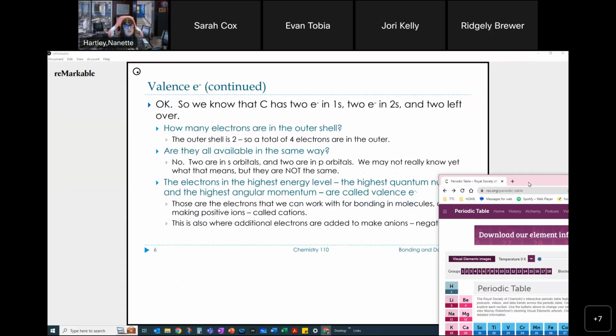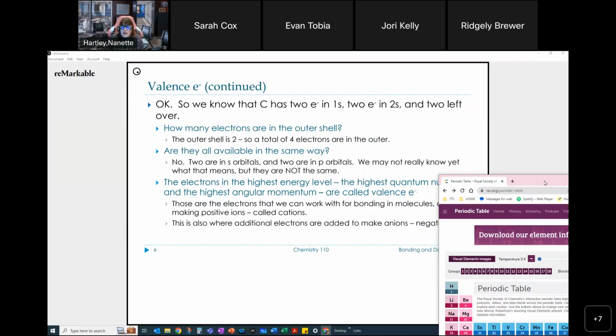Now, they're not all available exactly in the same way, because some of them are in S and some of them are in P, so they're not exactly the same. Their energy levels are slightly different, but they're not the same, okay? That's not that important, but that is absolutely true. I'm not going to say it's not.